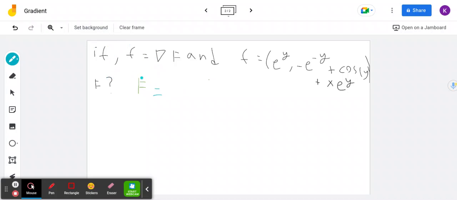We're given that a vector valued function, lowercase f, which is given by e to the y comma negative e to the negative y plus cosine of y plus x e to the y, is equal to the gradient of capital F, which is basically a scalar function. We're given the vector valued function, and we're supposed to find this.